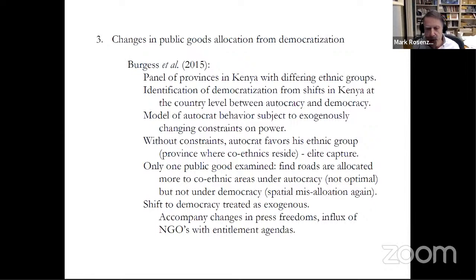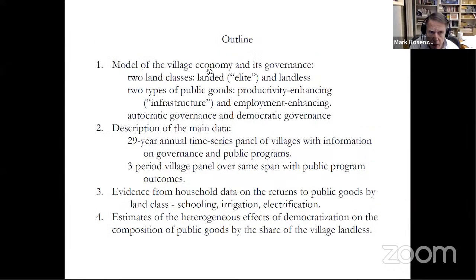And in fact, some of the information in the paper is about showing that there was more press freedom, influence of non-governmental organizations that had entitlement agendas, which may have pushed the country in particular directions. Right. So that's where we are.